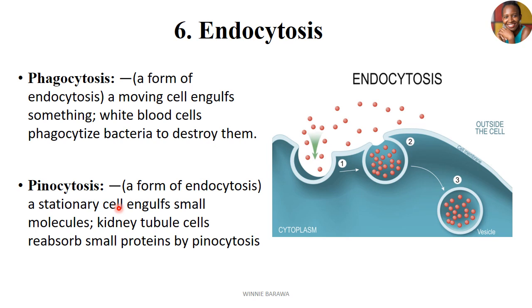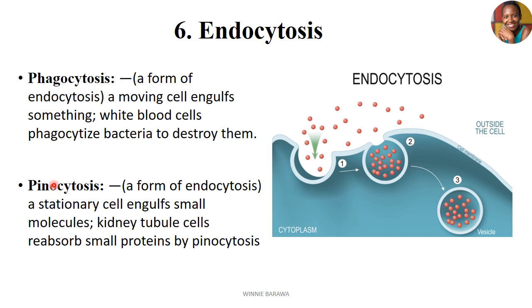Phagocytosis is a form of endocytosis that allows a moving cell to engulf substances, and this could include dead materials, dead cells. It could include toxic substances with the purpose of destroying them. So this is the engulfing of substances into the cell for the purpose of destroying them.